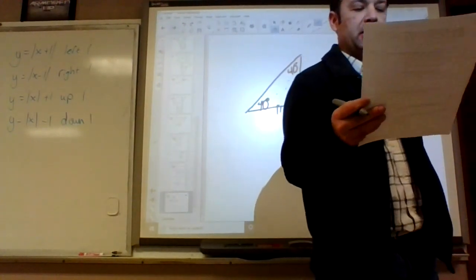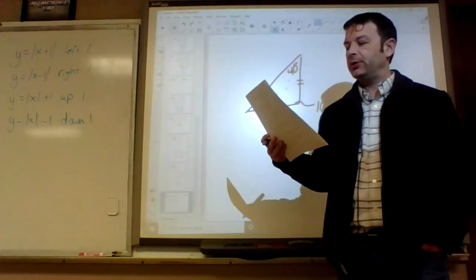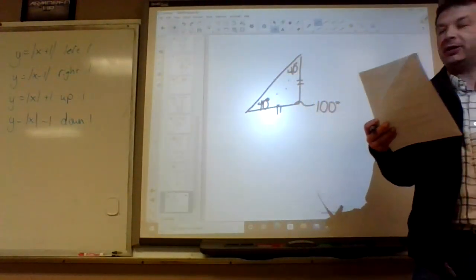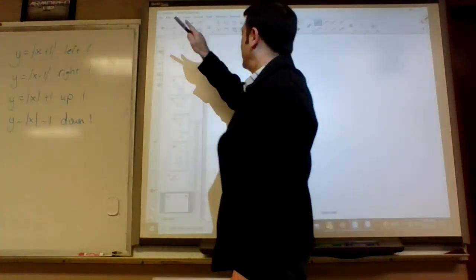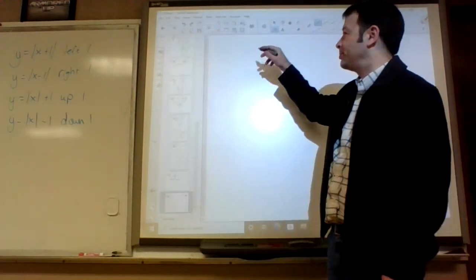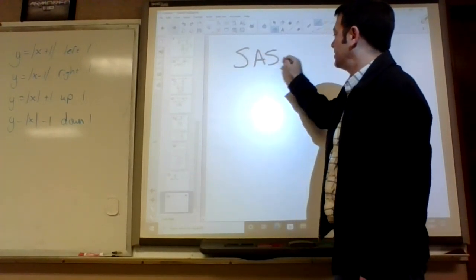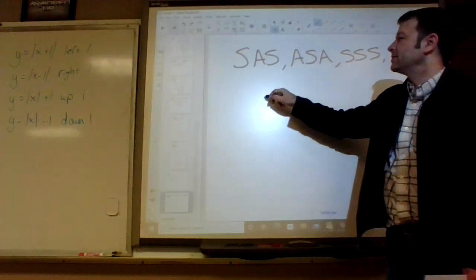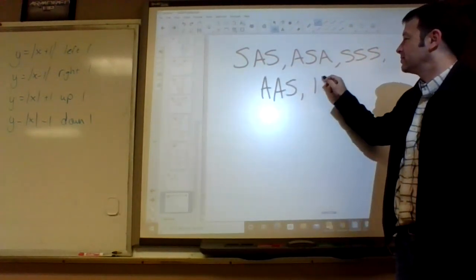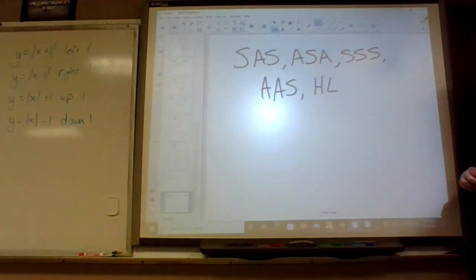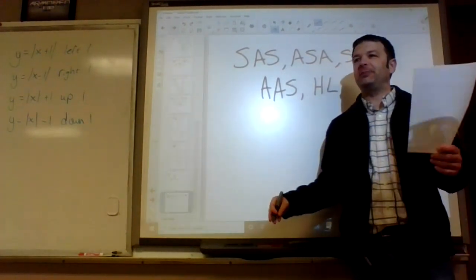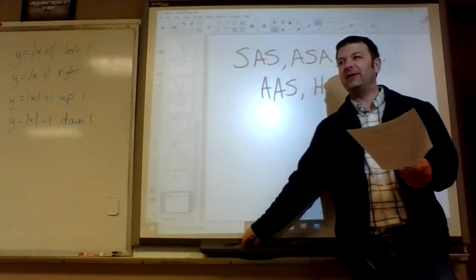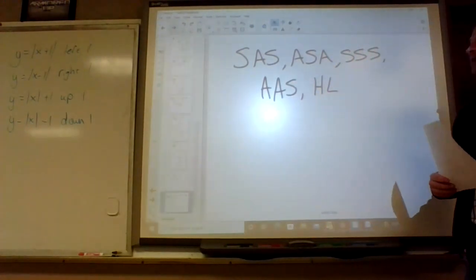Okay. Number 2, state which triangle congruence postulate or theorem can be used to prove two triangles are congruent. Okay, let's see if we can remember them. What are the postulates or theorems to prove? SAS, ASA, SSS, AAS, hypotenuse, leg. Okay, that's it. There are 5. So those are the 5 ways. That would probably be a good note to write down also. Those are the 5 ways to prove triangles are congruent.